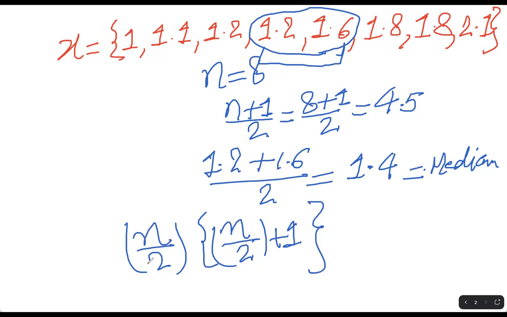Here n by 2 is 8 by 2, that is 4, and n by 2 plus 1 is 5. So I am taking the value at the fourth position and the value at the fifth position, and calculating the average of these two values, which I am getting as 1.4, and this I am declaring as the median of my data set, or the median of these observations. So you understand? Now the immediate question I have is, why is the median not getting corrupted by outliers?